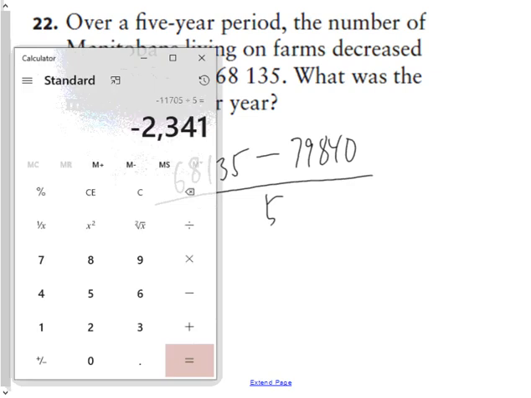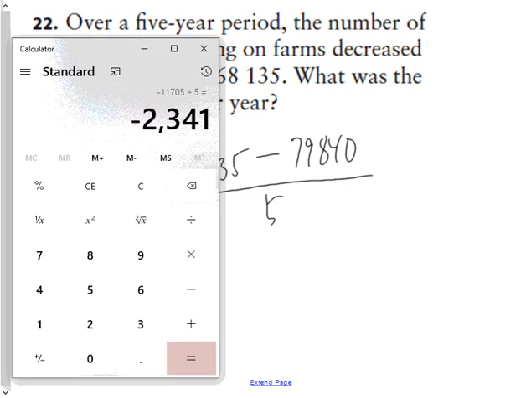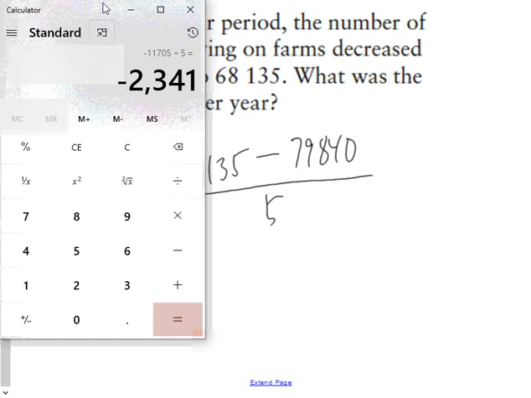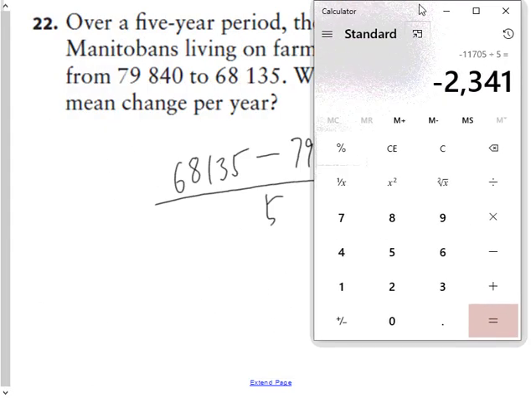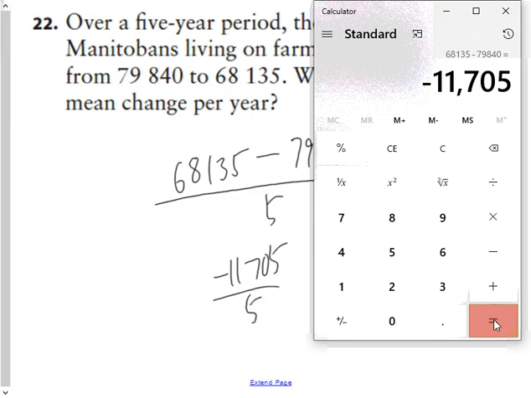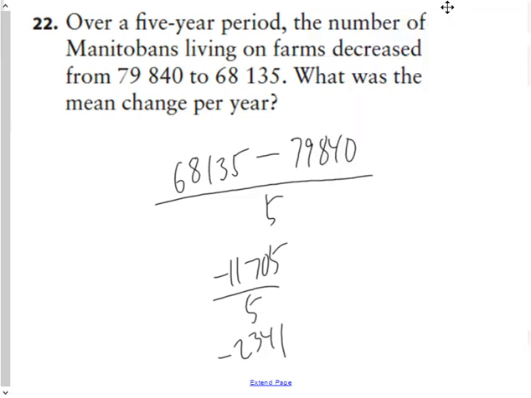I'm going to use a calculator. Oh, I already had it in there from before, look at that. So if I go over here, 68,135, take away 79,840, which it used to be. The difference in population is going to be negative 11,705 divided by 5. So it decreased in population by 11,000, almost 12,000 people. If I take that number and divide it between the 5 years, negative 2,341 is the average number of people in Manitoba living on farms that decreased.